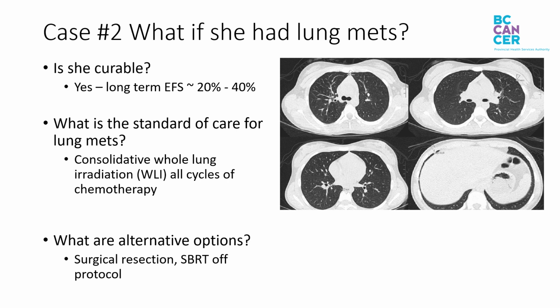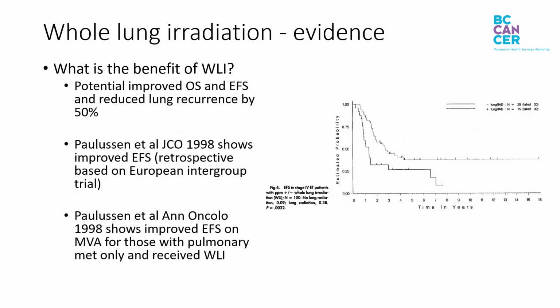In terms of standard of care for lung mets, we would recommend consolidative whole lung irradiation after all cycles of chemotherapy, but there are potential other alternative options such as surgical resection or stereotactic radiation treatment. So the benefit of whole lung irradiation for pulmonary metastasis in Ewing sarcoma is that it can potentially improve overall survival and event-free survival and reduces lung recurrence by 50%.